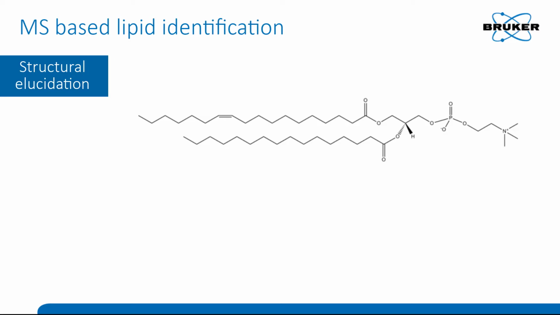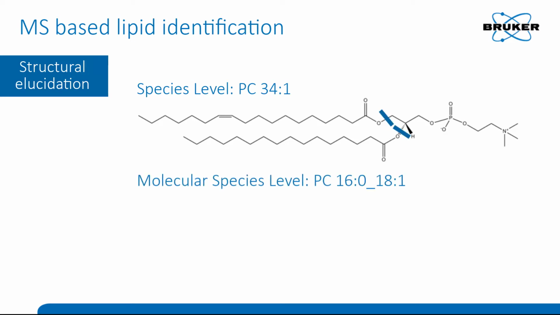For the PC example presented here, the observation of a head group fragment at m/z 184 allows a confident annotation on the so-called species level. At species level, solely the molecular formula in combination with the total number of carbon atoms and the total number of double bond equivalents in all acyl chains combined is described. If further characteristic fragments, such as neutral losses from the acyl side chains in positive mode, are observed, we can go one level further regarding the structural elucidation of our lipid species and annotate this species as PC 16:0_18:1 on the so-called molecular species level.